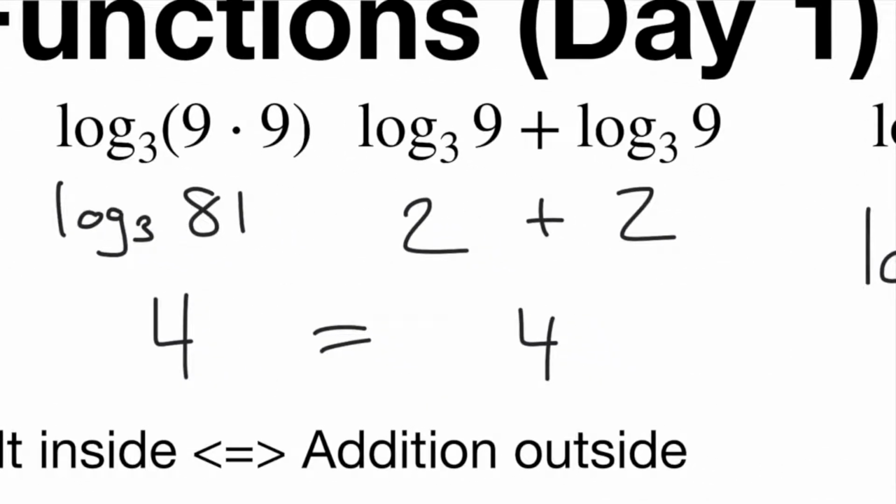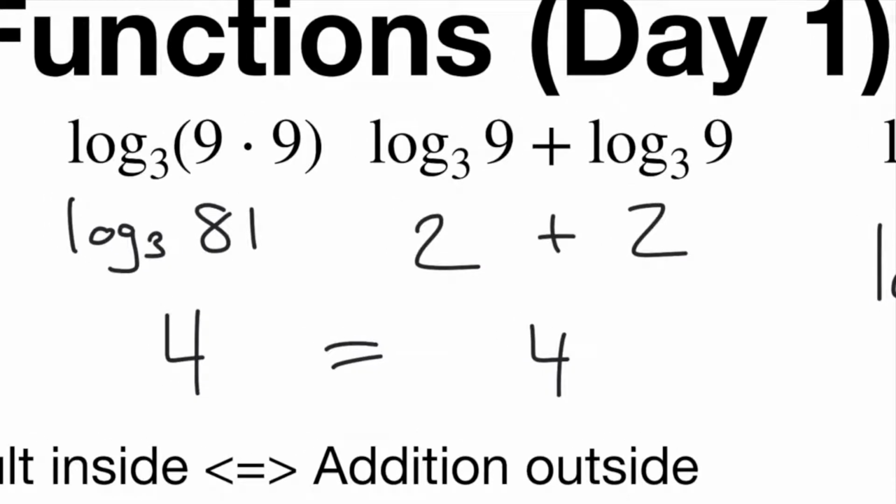And that holds here also. Multiplication on the inside, addition on the outside. 9 times 9 is 81. The log base 3 of 81 is 4. 3 to the 4th is 81. And 3 squared is 9. 3 squared is 9 here. 2 plus 2 is also equal to 4. So you can say that 4 is equal to 4.